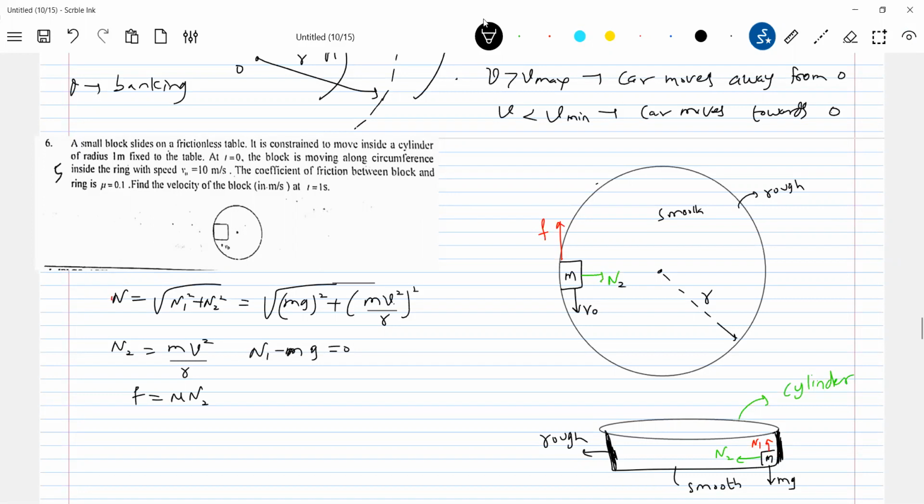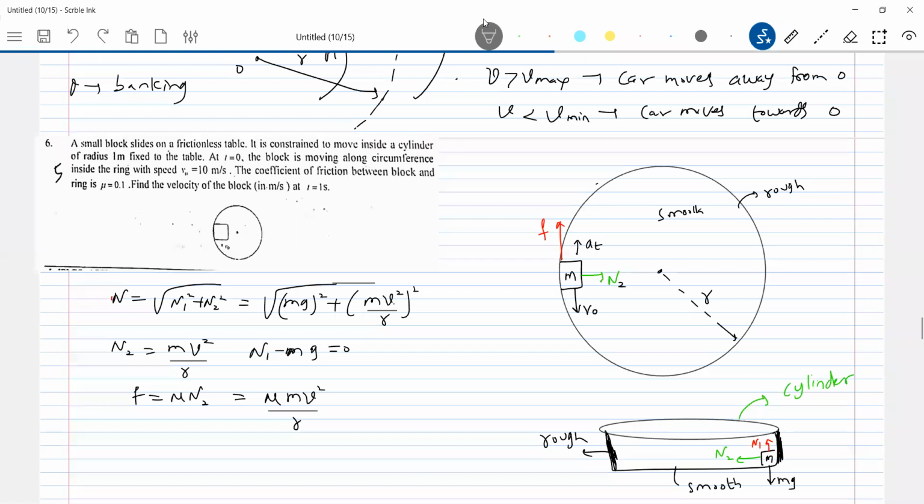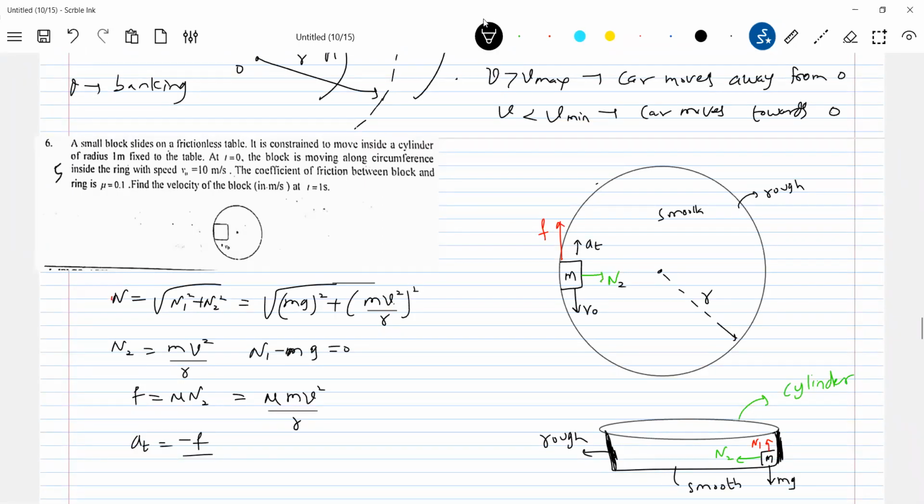Because of this, it will undergo tangential retardation. So what is N2? mv square by r. Look at the friction I brought, where it is proportional to speed squared in this case. So what is the tangential retardation? Minus F by m. So here this should be μ m v square by r, so μ v square by r.